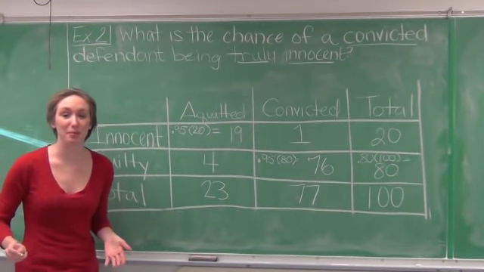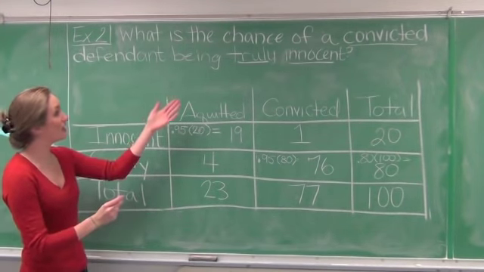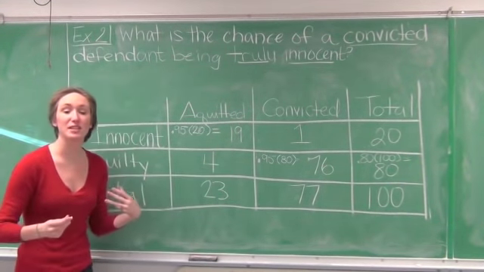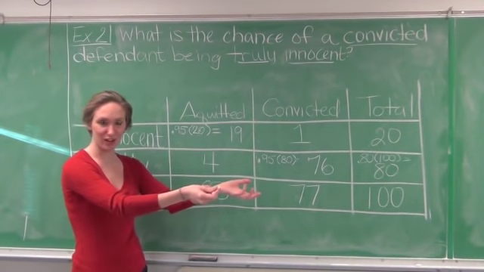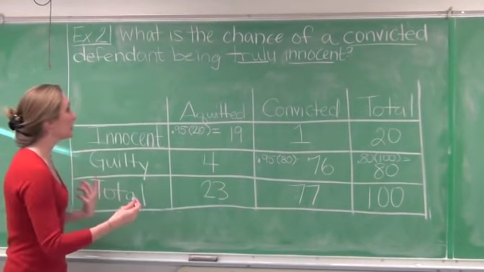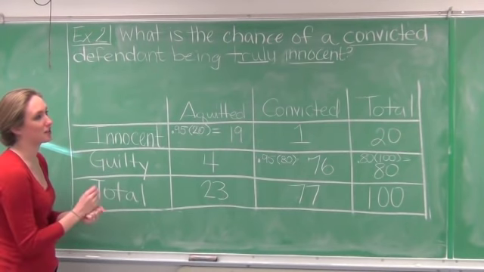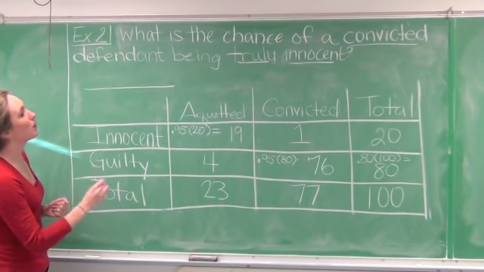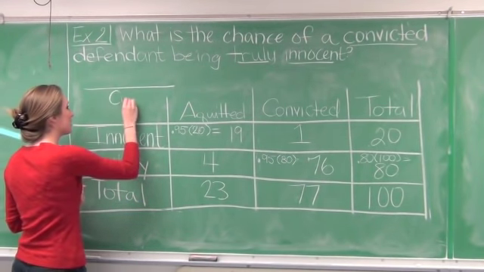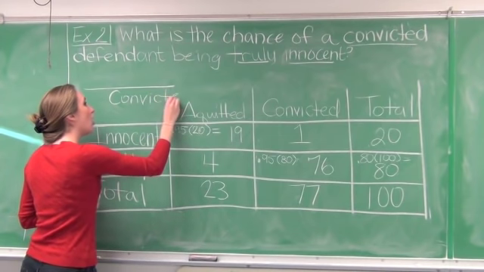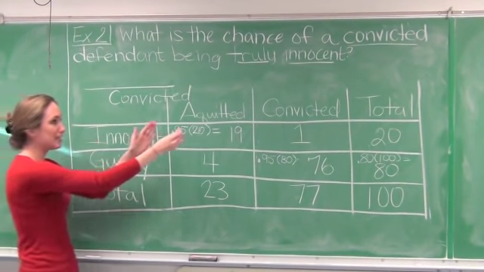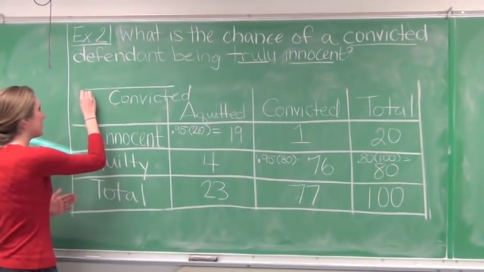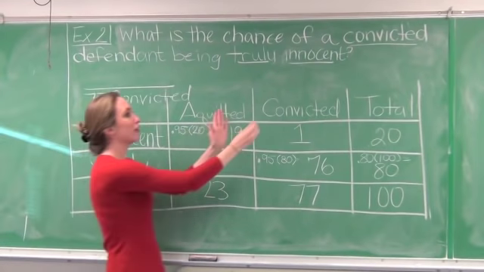So the first conditional probability we're going to look at is asking for the chance of a convicted defendant being truly innocent. So they're asking, what's the chance that if a person was sent away to jail, that they really didn't do it? So we're going to look at this basically as fractions on our table. What we're looking for is first, under the condition that someone was convicted. So out of all of the convicted people, I'm going to go to my table, find the convicted, and say, out of the total convicted, that's 77 people. So I'm looking at all of the convicted individuals.